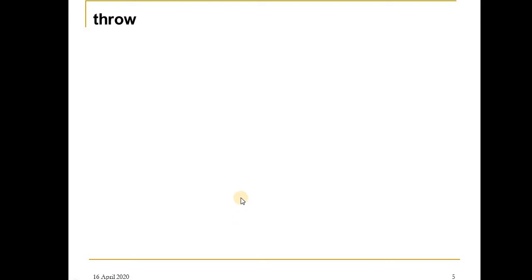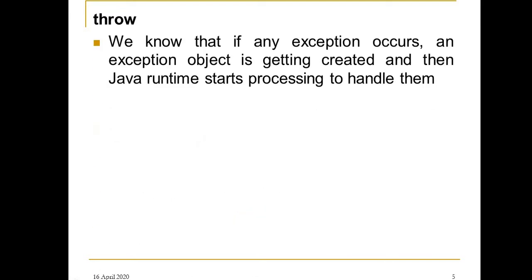Next is the throw. We know that if any exception occurs, an exception object is created and then Java runtime starts processing to handle it. So whenever an exception occurs, an object representing that exception is created and the Java runtime system immediately starts to handle that exception.